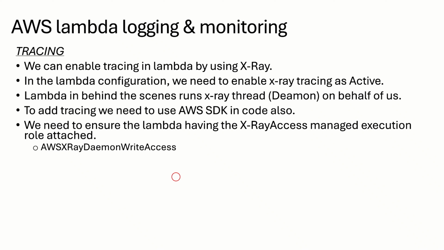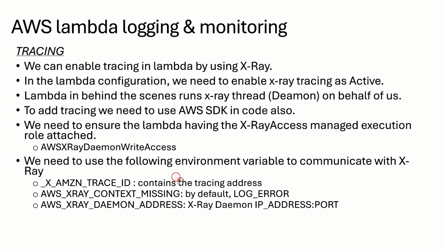Even if you have an existing role, you can add this permission to it, but you can reuse the existing role also. Okay, that is about how you can enable tracing. And if you want to communicate with X-ray through Lambda, inside the Lambda you can use the following environment variables to get different information about the X-ray service.